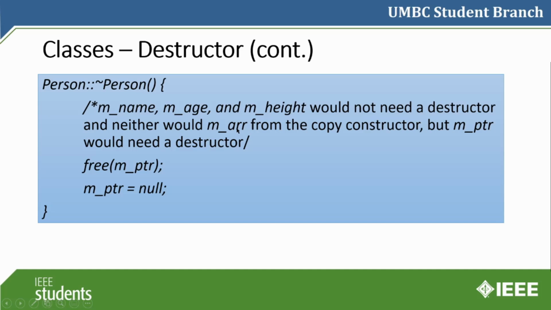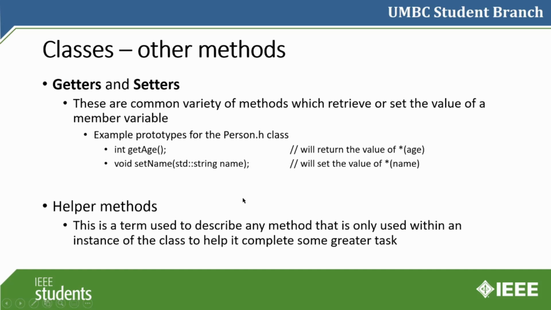mArray from the copy constructor would also not need to be in here because it does not have any dynamic allocation. But mPointer is dynamically allocated, so we have to make sure that we free it and set it to null in the destructor. Otherwise, this can cause a memory leak.